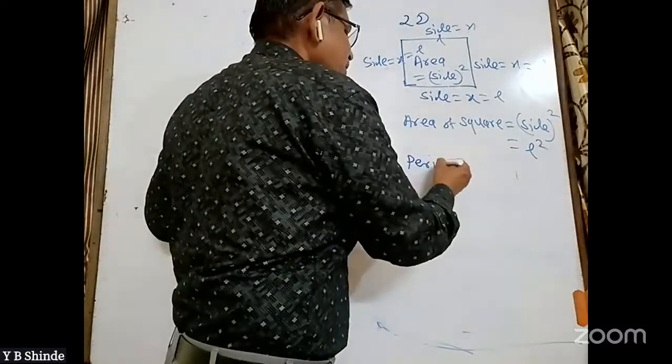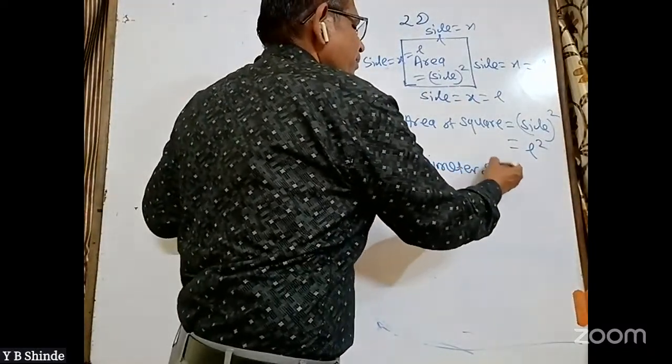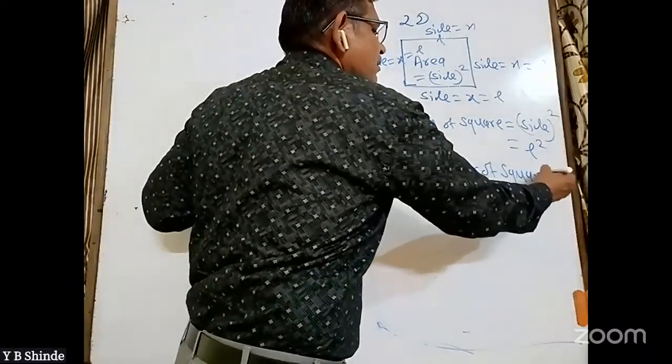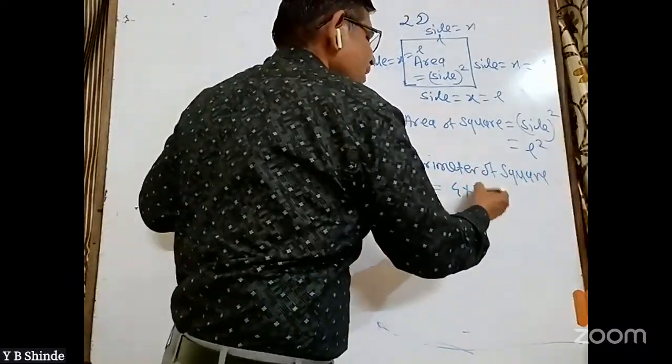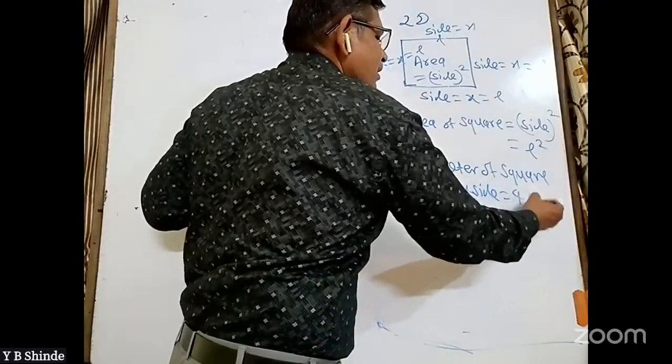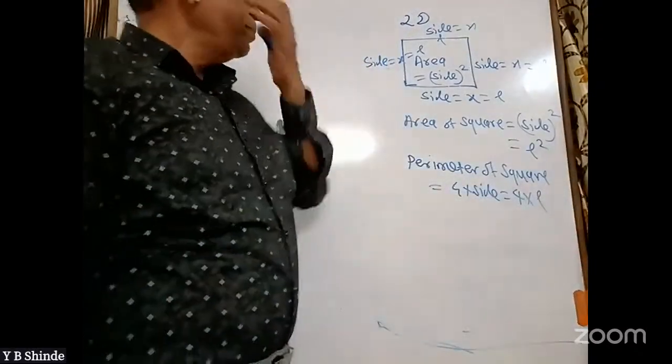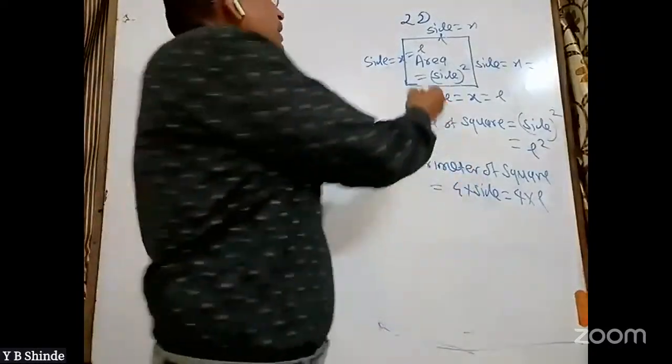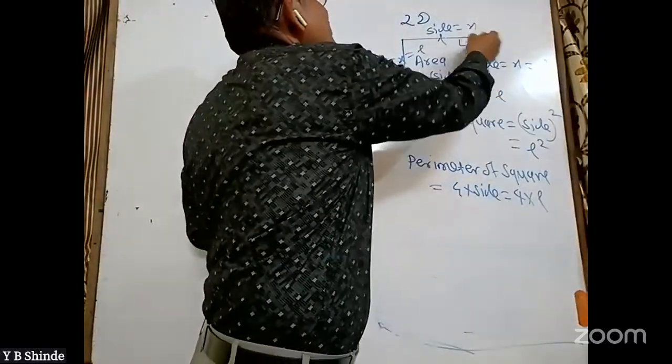Now what is the perimeter of square? Perimeter of square is 4 into side. That is 4L. Keep in mind, 4 into L. What else is there in the square? Each angle is 90 degrees.